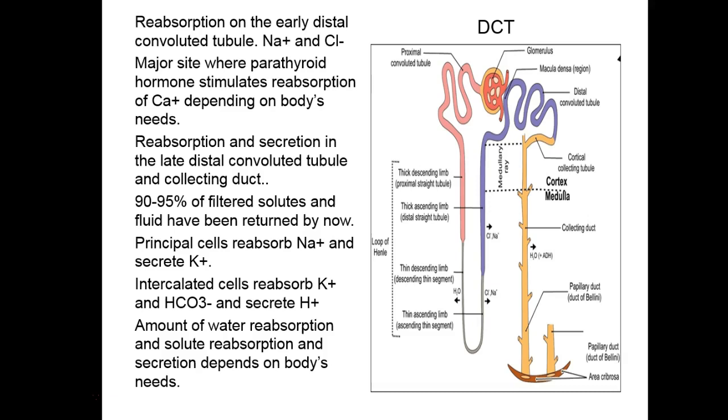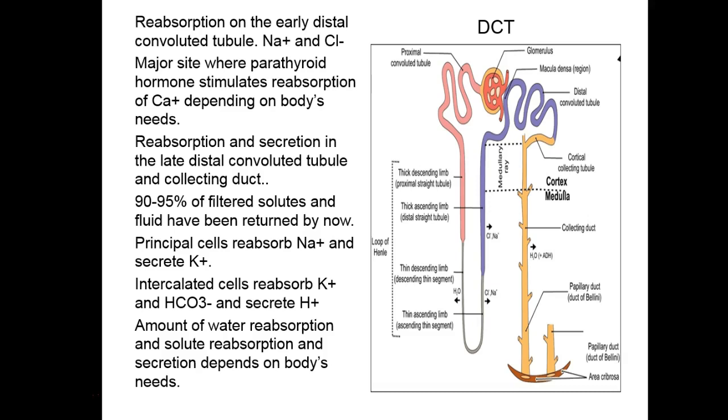You have certain cells in that area that can reabsorb potassium and bicarbonate ion and then secrete hydrogen ions. So the late distal convoluted tubule is what would actually set the pH of the urine. By secreting hydrogen ions, you're making the urine more acidic. The amount of reabsorption and solute reabsorption is ever changing, depends on the body's need. So most action in terms of reabsorption is taking place in the proximal convoluted tubule. The composition of urine is changing based on need.